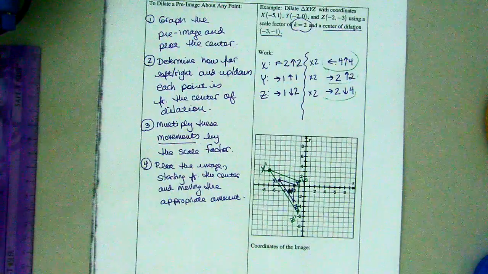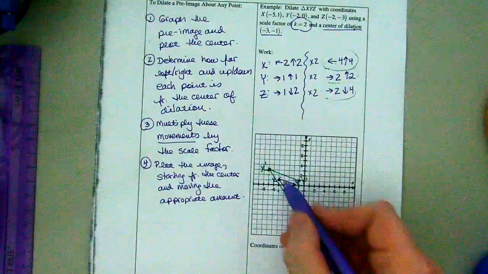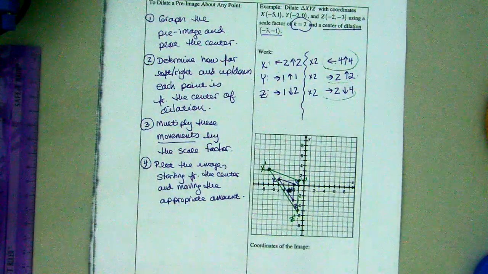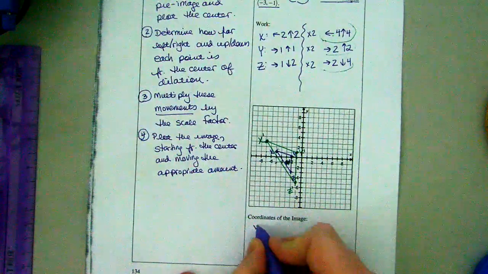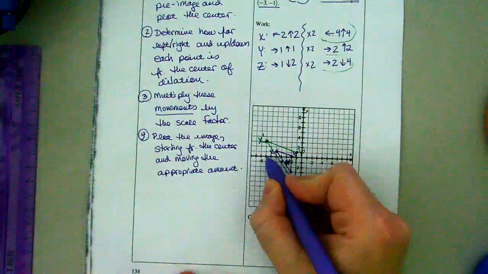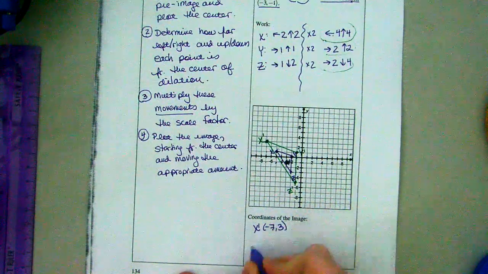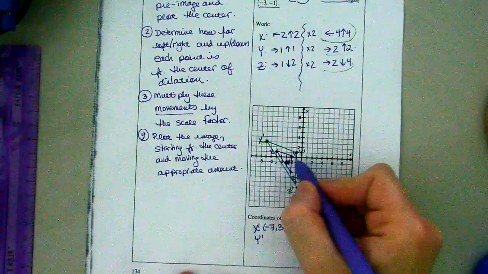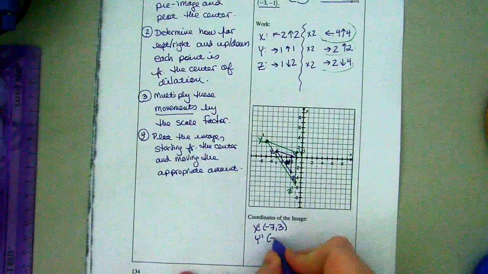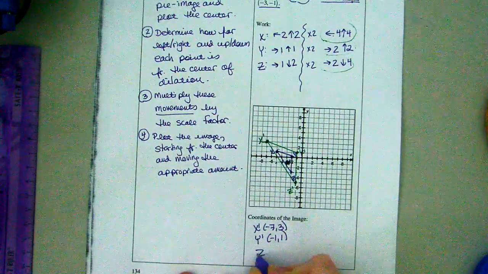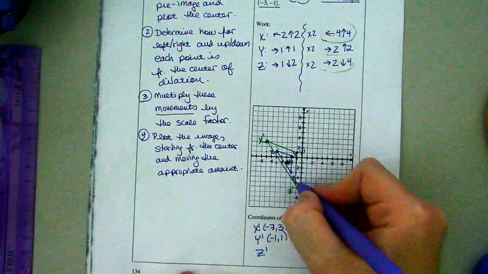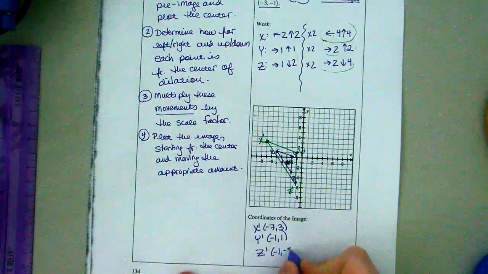The last thing we need to do is give coordinates of the image, and I'm just going to look at what I have there and write out my coordinates. I think the coordinates of X prime are -7, 3. I think my coordinates of Y prime are -1, 1. And my coordinates of Z prime are -1, -5.